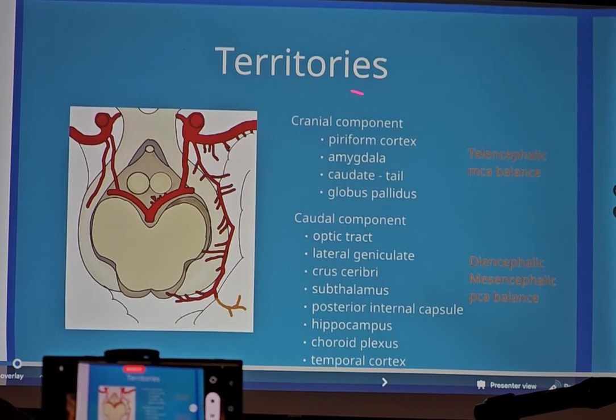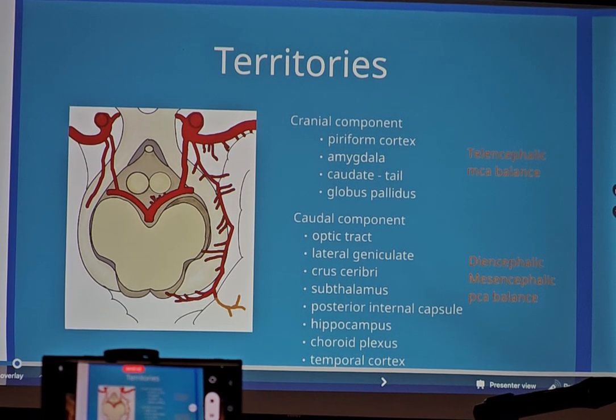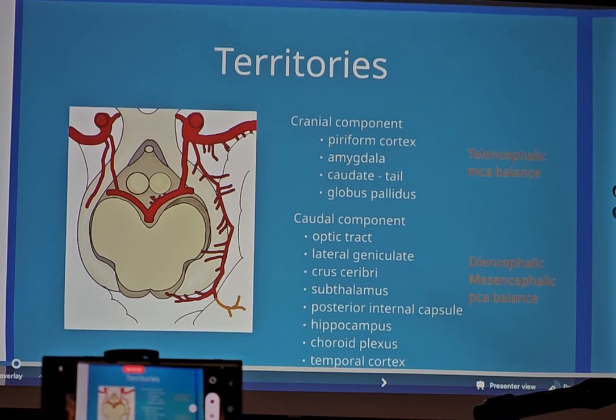Because of this, in its cranial area, it's in balance with the middle cerebral artery. And in its diencephalic, mesencephalic area, it's in balance with the posterior cerebral artery. But what we mean by balance is it's possible for the anterior choroidal to take over some of the normal territory that the striate arteries would supply. Or it's possible for the anterior choroidal to take over some of the PCA supply.